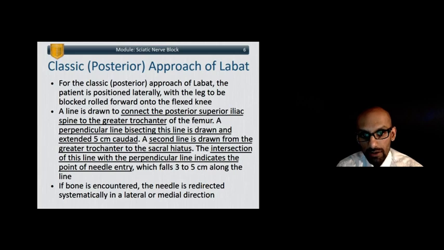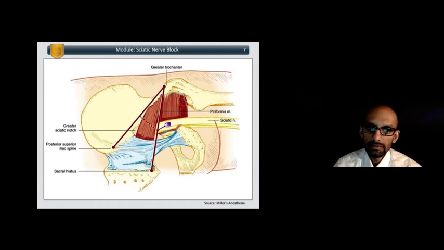Now, a second line is drawn from the greater trochanter to the sacral hiatus. And the intersection of this with the perpendicular line indicates the point of needle entry. If bone is encountered, the needle is redirected systematically in a lateral or medial direction. So that's what we see here. Posterior superior iliac spine to greater trochanter and sacral hiatus to greater trochanter. And then you drop a perpendicular line from that first to this one, essentially to bisect this line, and that's where your needle entry point is. And that gets you to the sciatic nerve just as it comes out from underneath the piriformis muscle.